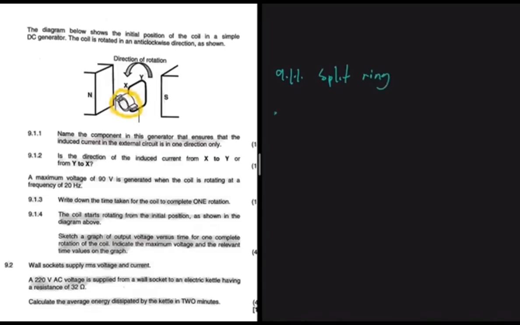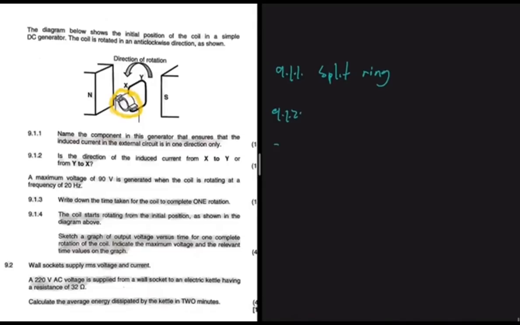Now let's do 9.1.2. It is asking whether the direction of the induced current is from X to Y or from Y to X, right? I will let one of you let me know in the comment, and then I will pin that comment. So please leave a comment and let me know whether the induced current is flowing from X to Y or from Y to X, and why you are saying so.